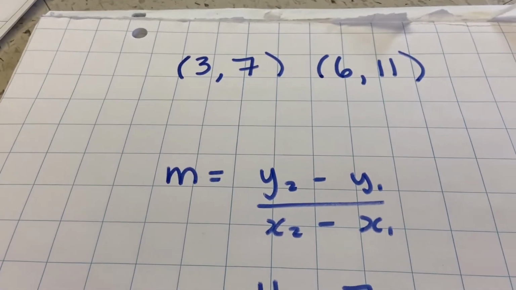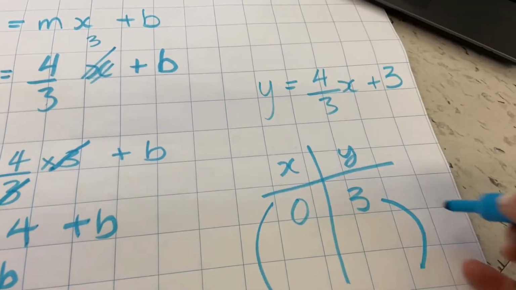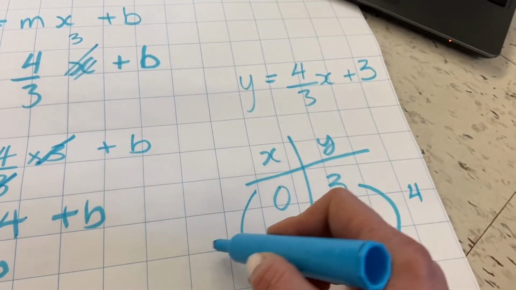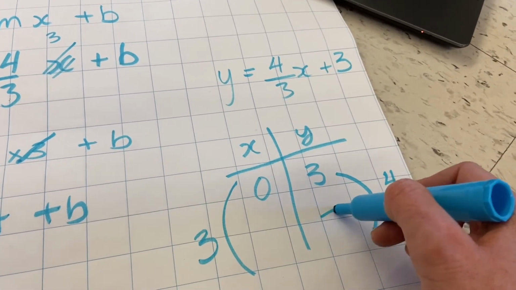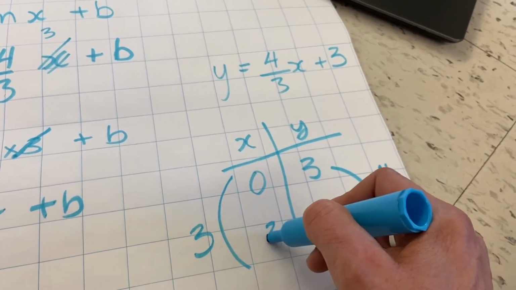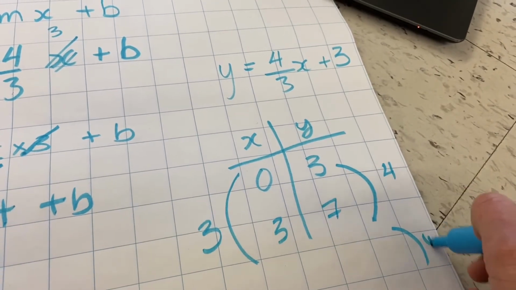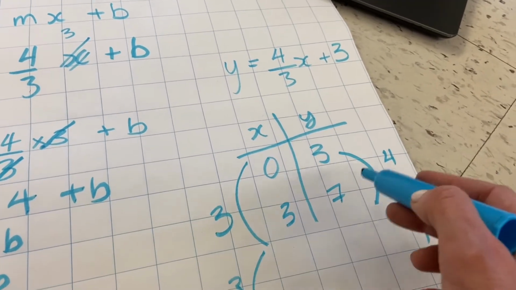The number on the bottom of the fraction is for x's. So that means that my y's jump 4 and my x's jump 3. So 3 plus 4 is 7. 0 plus 3 is 3. We can jump by 4 and jump by 3 again.